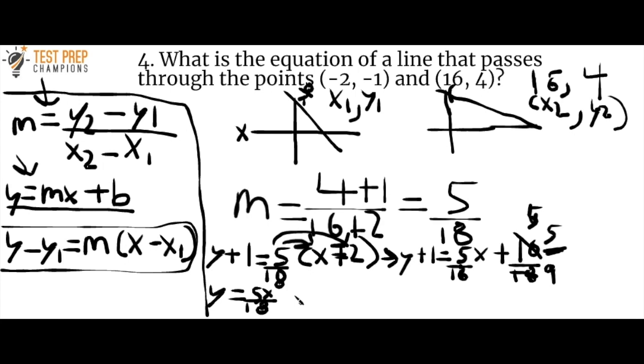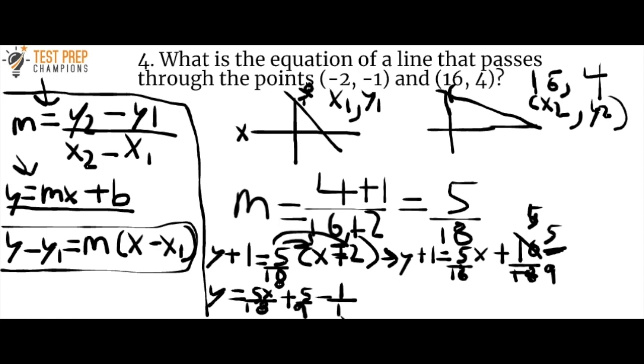Y equals 5x divided by 18, plus 5 over 9 minus 1. Okay, so we're almost done. We can do one more simplification here. So we've got 5 over 9 minus 1. What we can do now is subtract 1. So 5 over 9 minus 1. Now, you could just do that in your calculator, but I like to keep it as a fraction here.